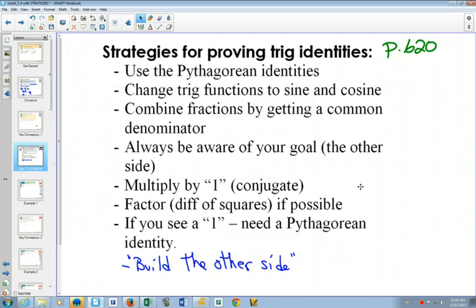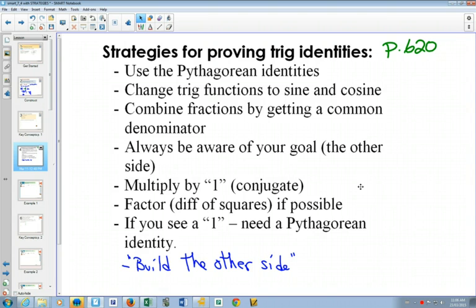We've already used this second strategy quite a bit, changing things to sine and cos. When you get stuck, if you change things to sine and cos, you can often solve it that way. This isn't always the shortest way. So we looked at some of our examples where we could change it to sine and cos, but changing everything to tan or changing everything to cotangent was sometimes quicker.